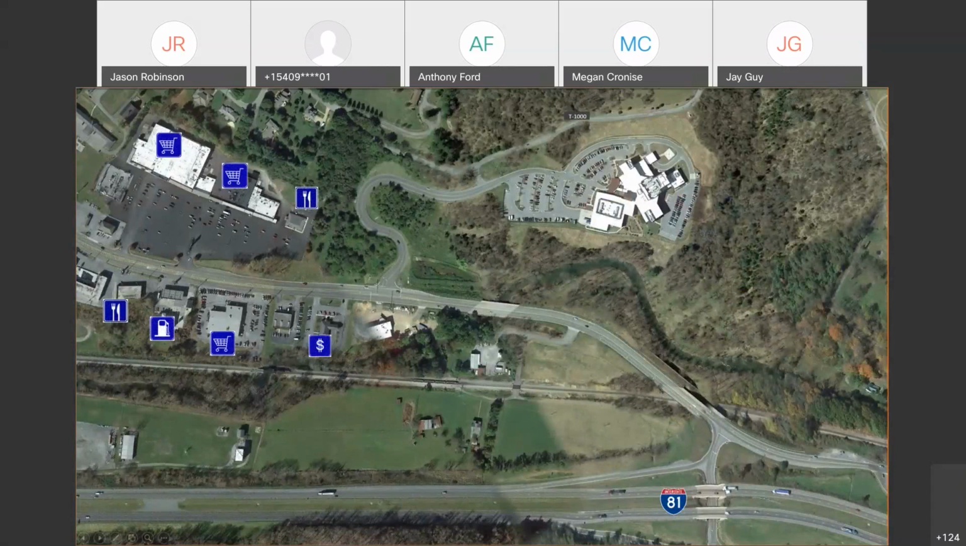There's an existing commercial center here right off of 81. You can see there's some shopping. There's a couple of restaurants, gas station, and a bank. The new development that came into the area was up here. A hospital was built. State-of-the-art technology, and there was some interest once this was built from some other companies in the area to come in.